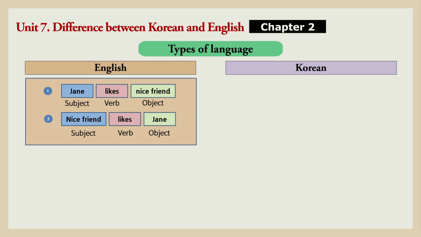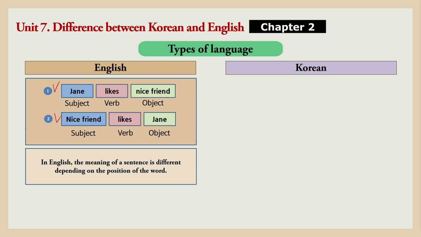Look at the English example sentence on the left. I will read it. Jane likes nice friend. Nice friend likes Jane. We can see what the subject, verb, object are in these sentences. In English, the meaning of a sentence is different depending on the position of the word. We call this type of isolating language. So, what type of Korean is it?